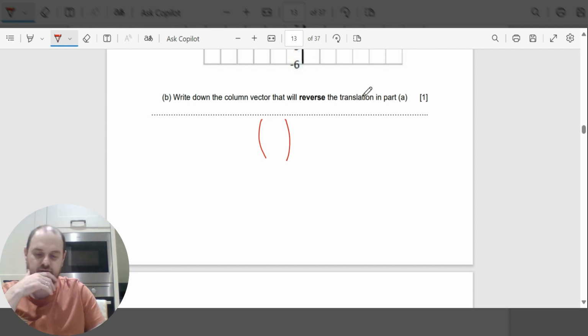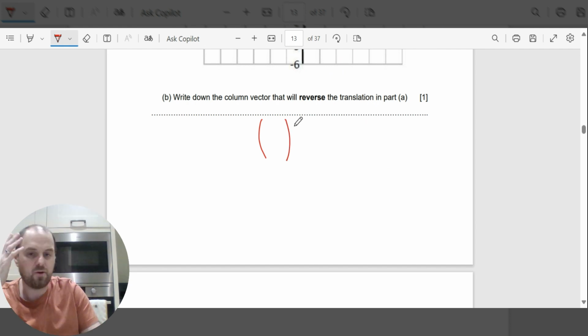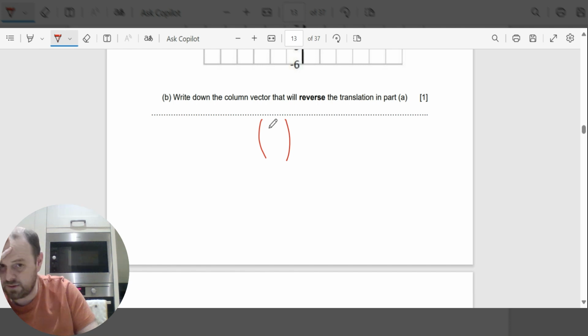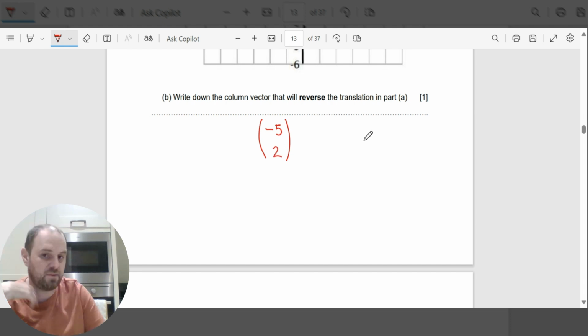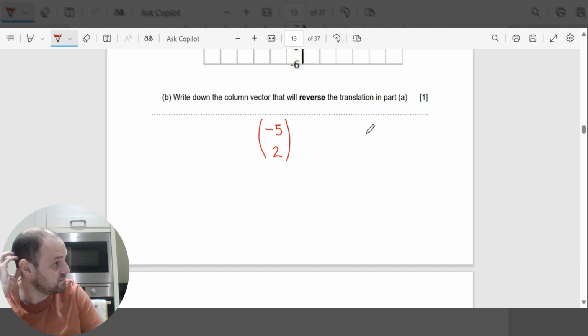Now, there was a part B that says, what column vector, oh God, it's just a posh word for that. How would we reverse it? How would we go backwards? Well, we wouldn't go right and down. We'd want to go left and up. So instead of 5 to the right, we'd need 5 to the left. And instead of 2 down, we'd want to go 2 up. So we're just kind of taking the pluses and making the minuses and vice versa, I guess.